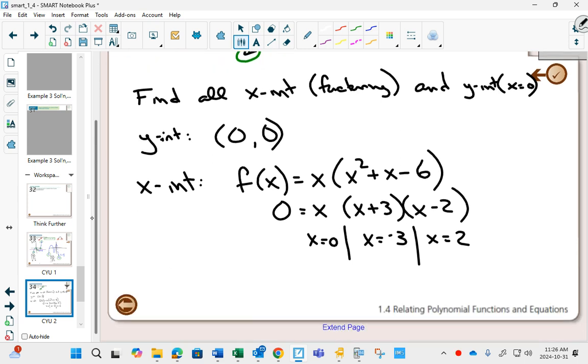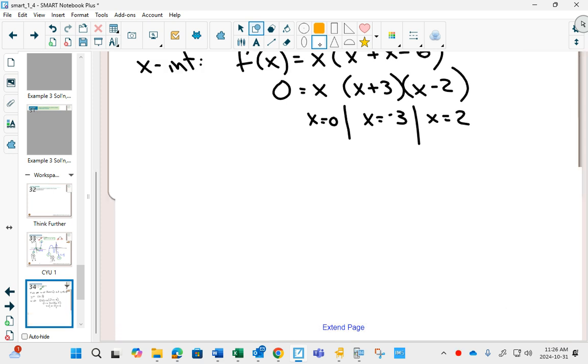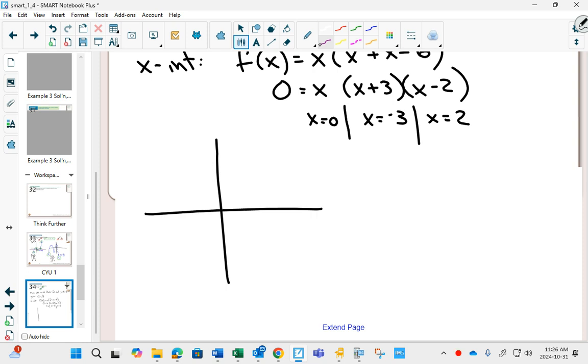So now when we go to graph, we're going to label our x and y intercepts. So I have (0, 0), (-3, 0), and (2, 0). Just going to label. Right? If you don't label anything, you're going to lose an E9 error for graphing.